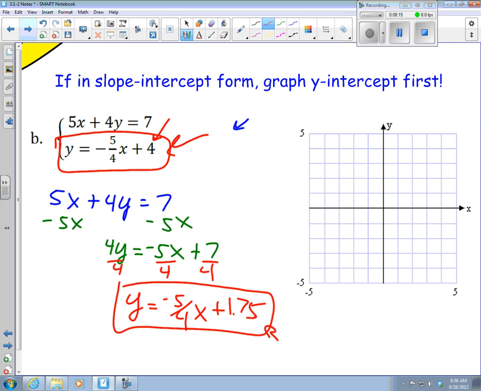I'll graph this first one over here, we'll graph that one in blue. Up 4, and then down 1, 2, 3, 4, 5, over 1, 2, 3, 4, right there. Throwing a line. And there's my line. Graph this bottom one here in red, the one we solved for y, put in slope-intercept form. 1.75 is right about there. Down 1, 2, 3, 4, 5, over 1, 2, 3, 4, right there, and right there.